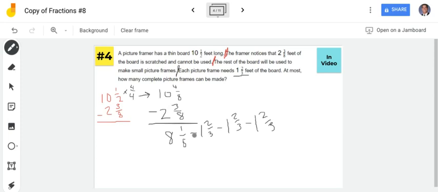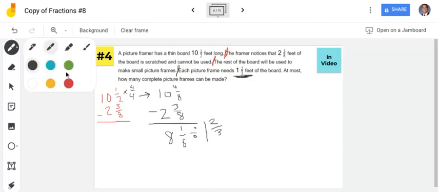And if I repeatedly subtract, you know that repeated subtraction is the same as division, right? And so instead of repeatedly subtracting, let's divide. Let's divide the total amount of board that I have, which is 8 1/8, by how much it will take to make one picture frame, namely 1 2/3. So I'm going to divide 8 1/8 by 1 2/3. Okay, so because I'm dividing mixed numbers, I need to make these improper fractions so that I can divide.